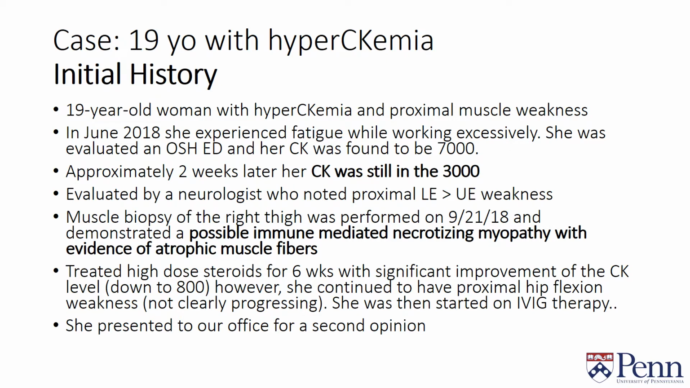She was seen by a neurologist who noted proximal greater than distal, lower extremity greater than upper extremity weakness. She had a muscle biopsy performed of the right thigh, which was thought to be potentially an immune-mediated necrotizing myopathy with evidence of atrophic fibers. She was treated with high-dose steroids for 6 weeks with significant improvement of the CK, but she was still weak. There was no change in her strength. And they were proposing starting IVIG therapy. She came to our office for a second opinion.